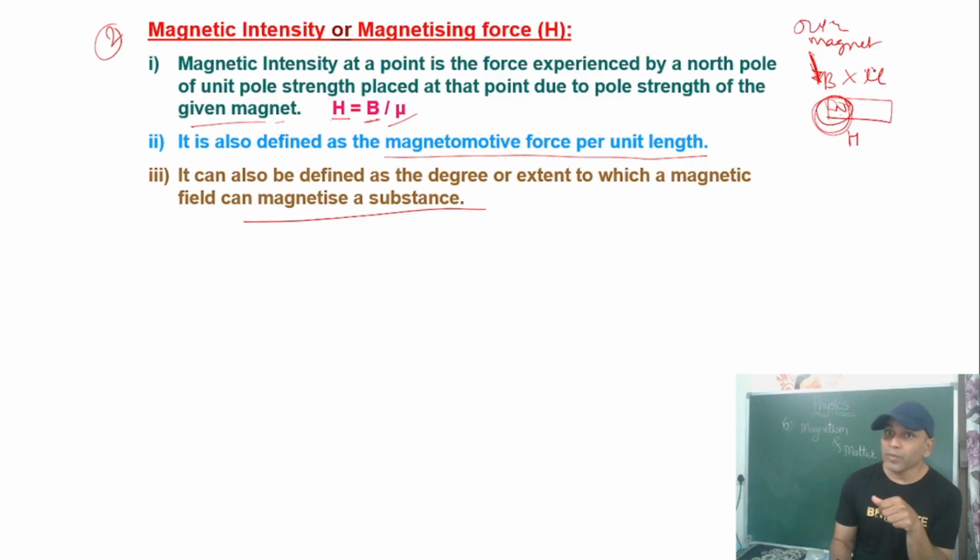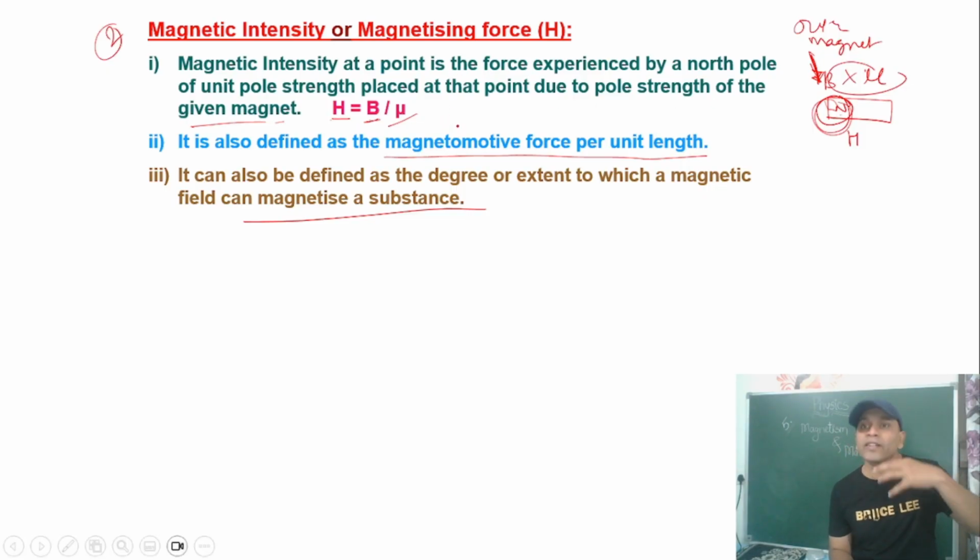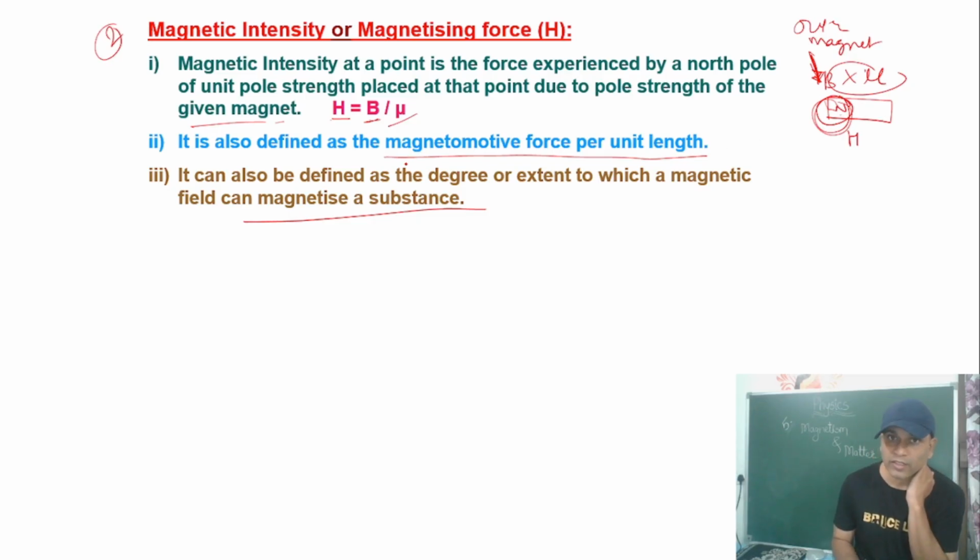Now the B and mu are from a different magnet. Previously we were discussing the magnet having its own properties. Now the magnet is experiencing the properties from another one. That's what we call magnetomotive force per unit length, whatever force it is experiencing. It can also be defined as the degree or extent to which a magnetic field can magnetize a substance. So this property can define whether this material gets magnetized or not.